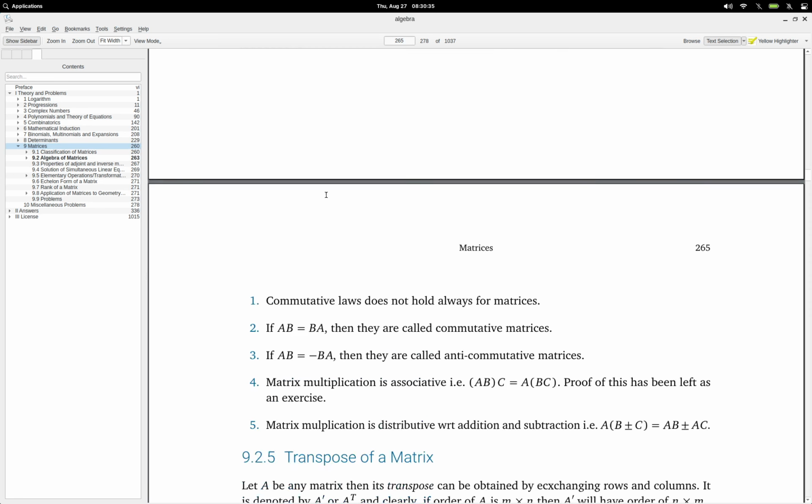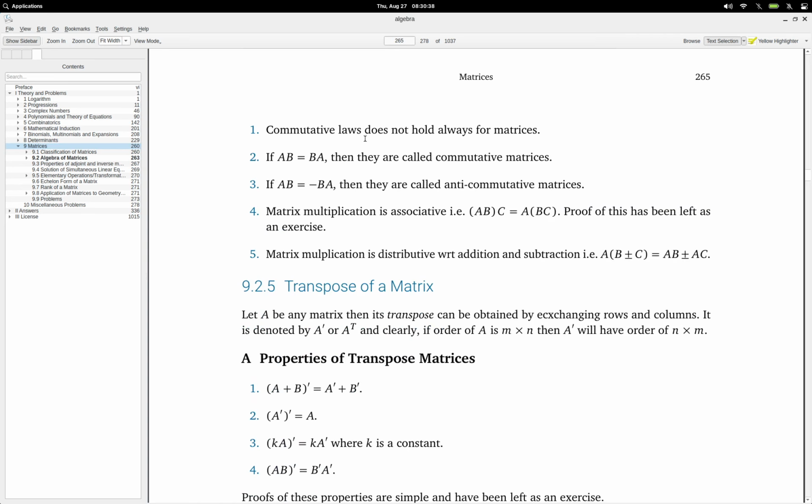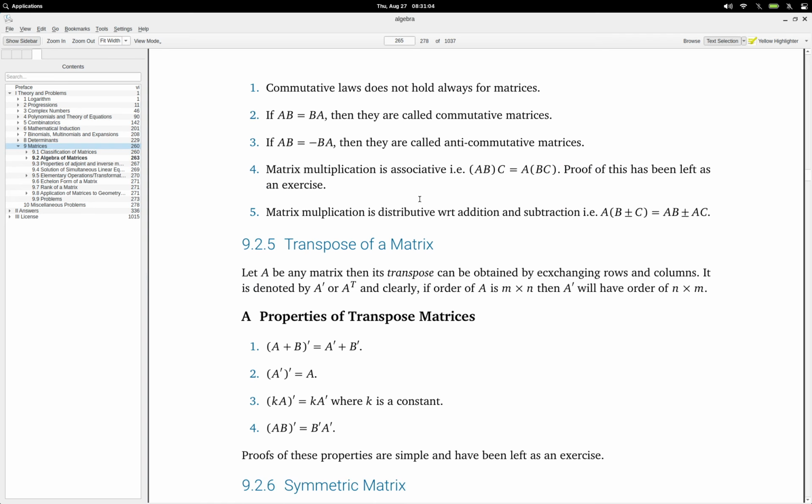Now, properties of matrix multiplication are given here. Commutative law does not always hold for matrices. If AB is equal to BA, they are called commutative matrices. If AB is equal to minus BA, they are called anti-commutative matrices. Matrix multiplication is associative, that is, if AB are multiplied first and then with C, that will be equal to BC multiplied first, then multiplied with A. Its proofs have been left for you as an exercise. Matrix multiplication is distributive with respect to addition and subtraction. That is, A times B plus or minus C is equal to AB plus or minus AC.